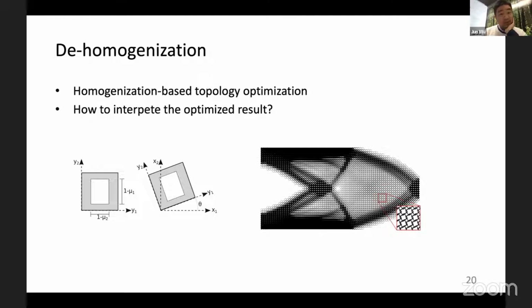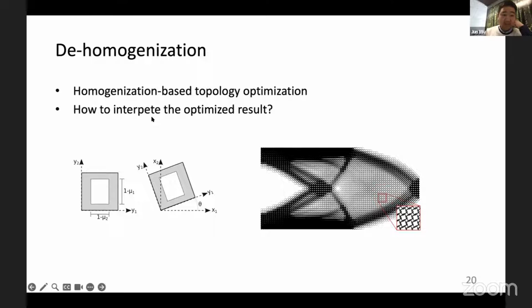Then comes dehomogenization. This relates to the seminal work by Bendsøe and Kikuchi. The basic idea is to optimize the distribution of unit cells parameterized by the rotation of the unit cell as well as the thickness of each of the 2 sides. From homogenization-based topology optimization, if you put these unit cells side by side and rotate, you can observe they are kind of connected, but from a structural perspective, it is not the best.